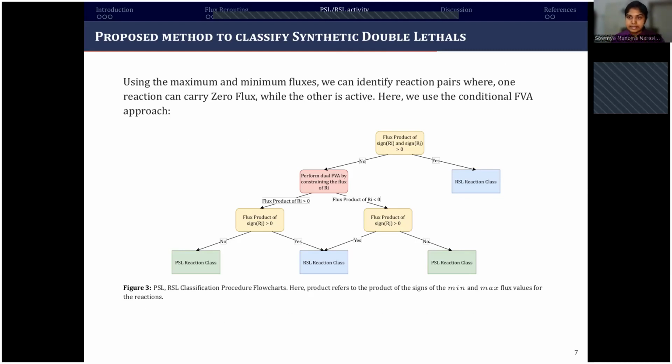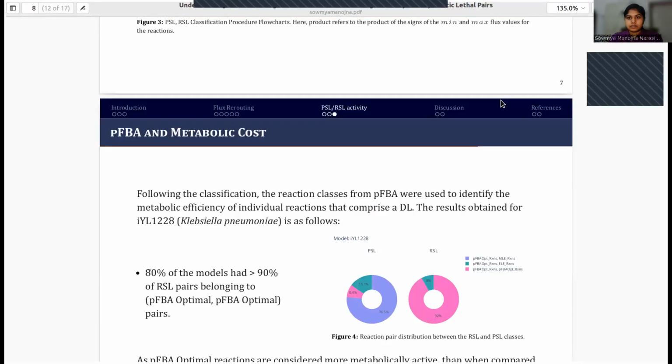With this FEA, we identify the minimum and maximum fluxes that can be carried by a single reaction, and then we constrain and see whether both the reactions are simultaneously active or not. If there is a chance that one of them carries a zero flux, which means that the product of the signs of the flux, meaning max flux, will be less than zero, we constrain one of the reactions to be always active and see whether the other reaction can carry a zero flux. If the reaction is active and the other reaction can carry a zero flux, it falls under PSL. If it cannot carry a zero flux, then it falls under RSL.